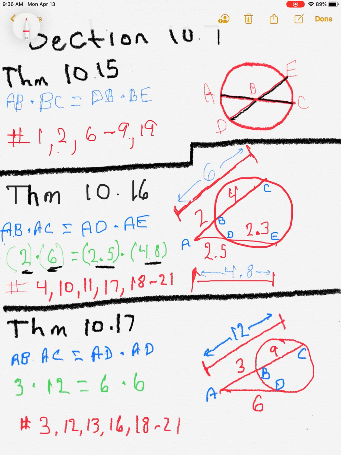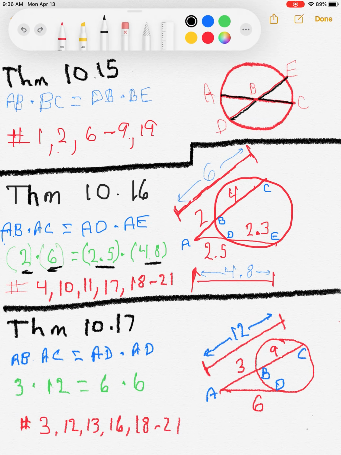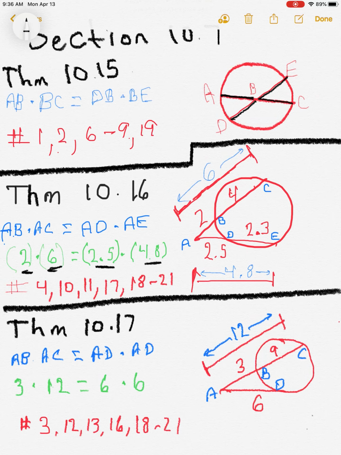If two chords intersect inside a circle, then the product of the parts are equal. In this case, looking at my picture here, we have a segment that goes from D to E and A to C. This theorem says, therefore, that the segment length AB multiplied by the segment length BC equals the segment length DB multiplied by the segment length BE. Let's apply that to a problem.